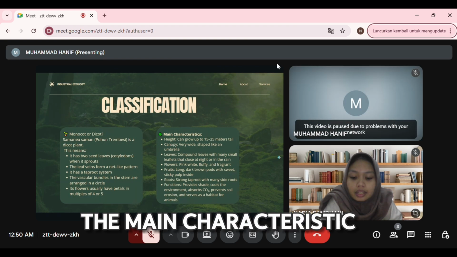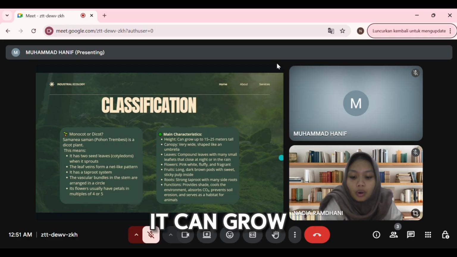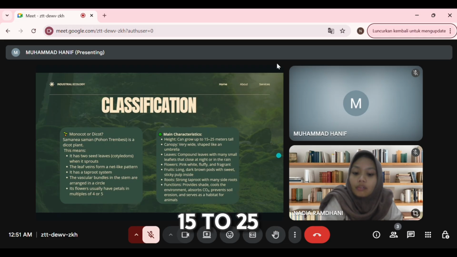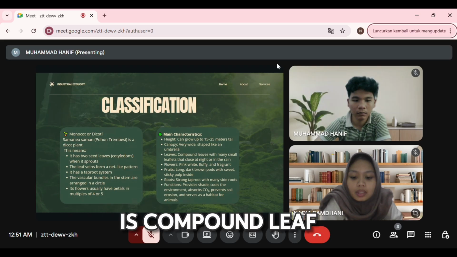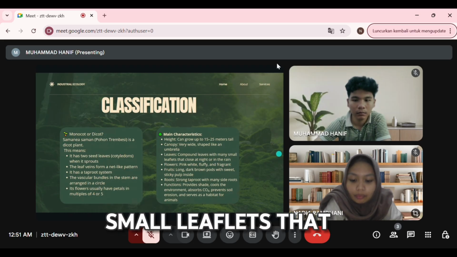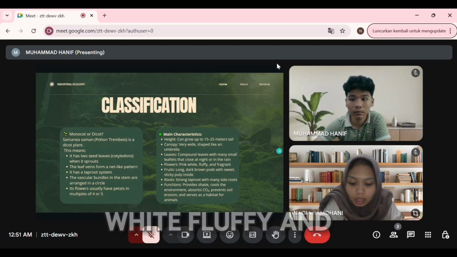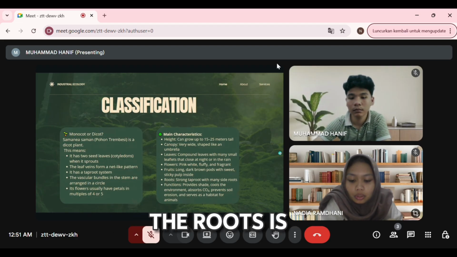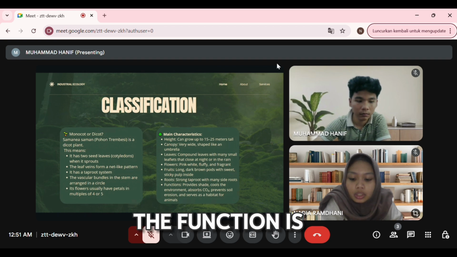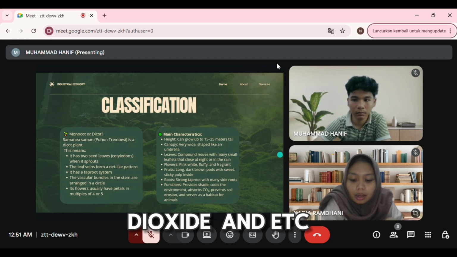The next is the main characteristics of the Samanea saman. The first one is the height. It can grow up to 15 to 25 meters tall. The canopy is very wide, shaped like an umbrella. The leaves are compound with many small leaflets that close at night or in the rain. The flower is pink, white, and fluffy. The fruit is long, dark brown pods with a sweet taste. The root is a strong taproot, and its functions are to provide shade, cool the environment, absorb carbon dioxide, and so on.